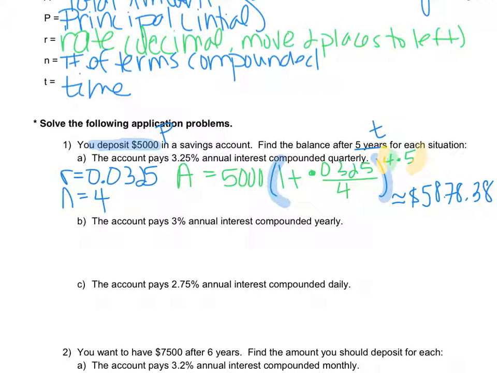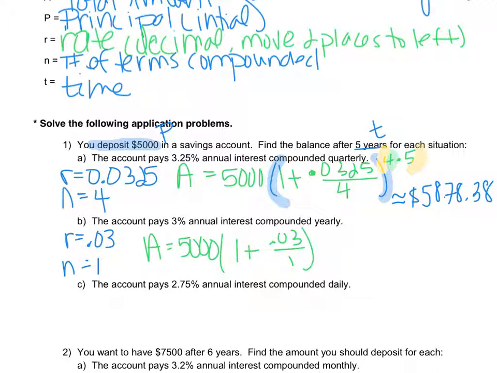Okay. All right, so we're going to do the same exact example, but now the account pays 3% and it's compounded yearly. So the rate, move the decimal over 2 places to the left, and yearly just means 1. So A equals the initial amount, and then 1 plus the rate divided by the number of terms compounded, and then the number of terms compounded times the years.